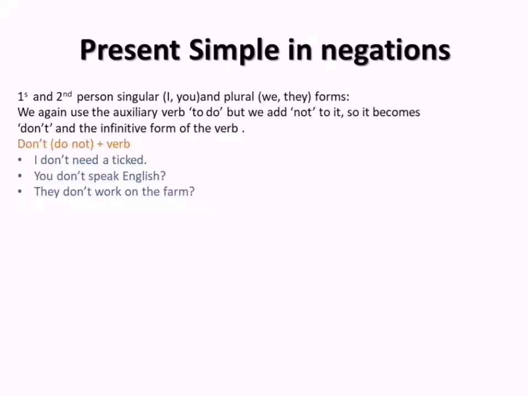Now let's take a look at the present simple in negation. For the first and second person singular and plural forms, we again use the auxiliary verb do, but we add not to it, so it becomes don't and the infinitive form of the verb. For example, I don't need a ticket. You don't speak English. They don't work on the farm.